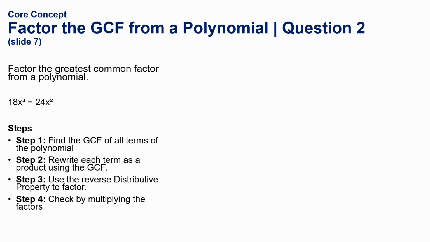Let's look at question 2 now. So we have 18x to the third power minus 24x squared, and we're asked to factor the greatest common factor from a polynomial, this being our polynomial. We again have 2 terms here that we're taking a look at. So step number 1 is to find the greatest common factor of all terms of the polynomial.